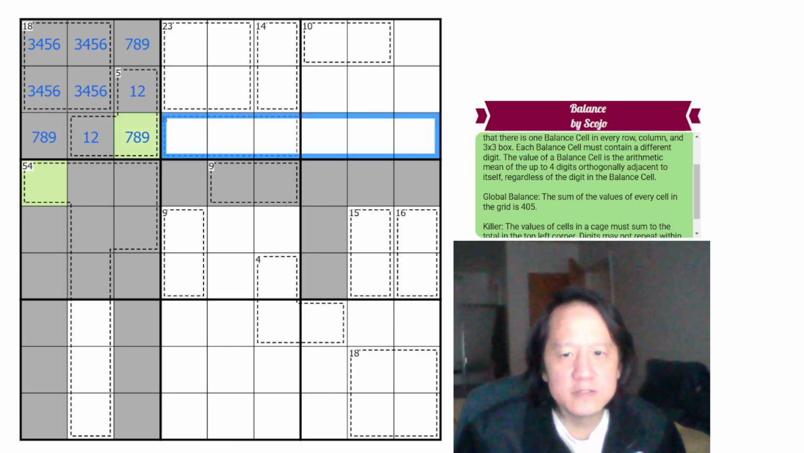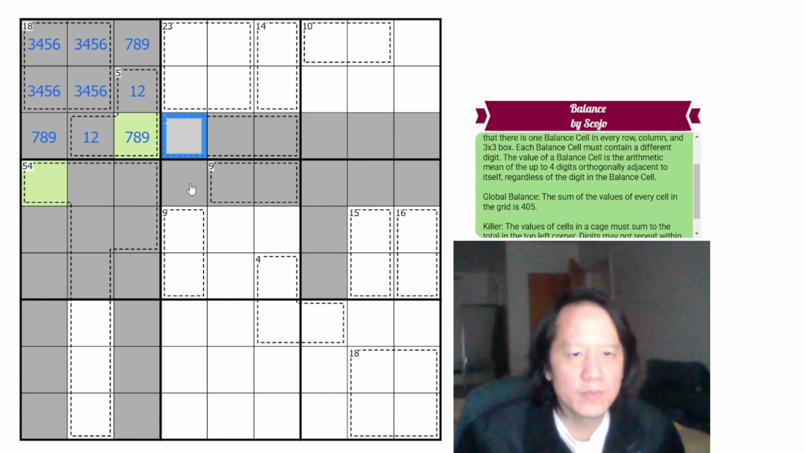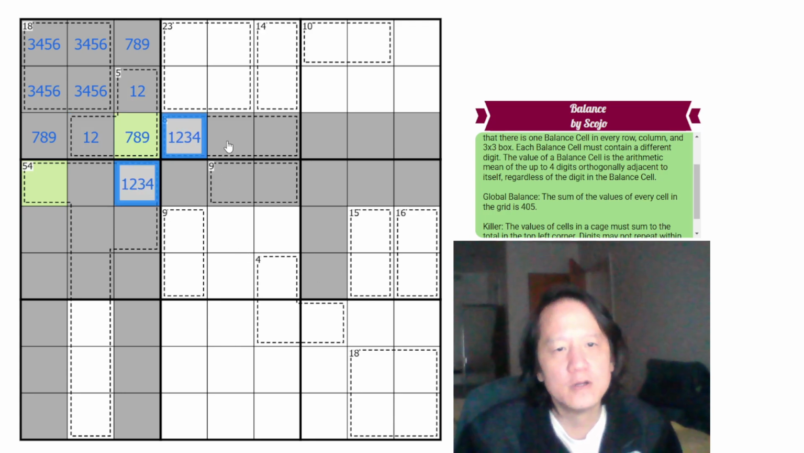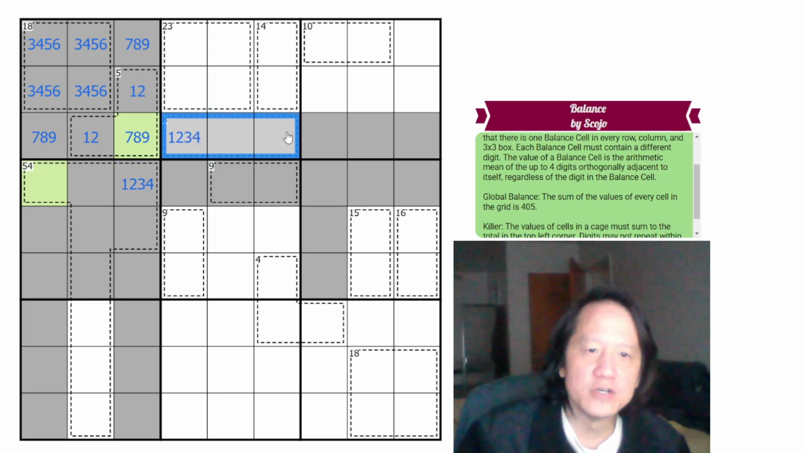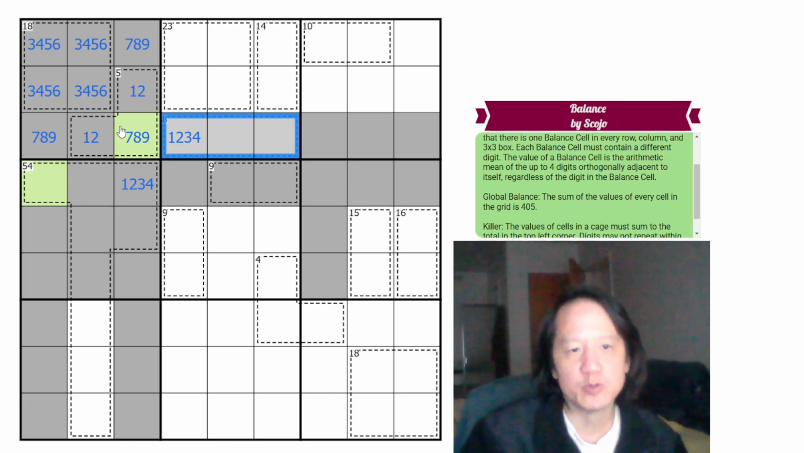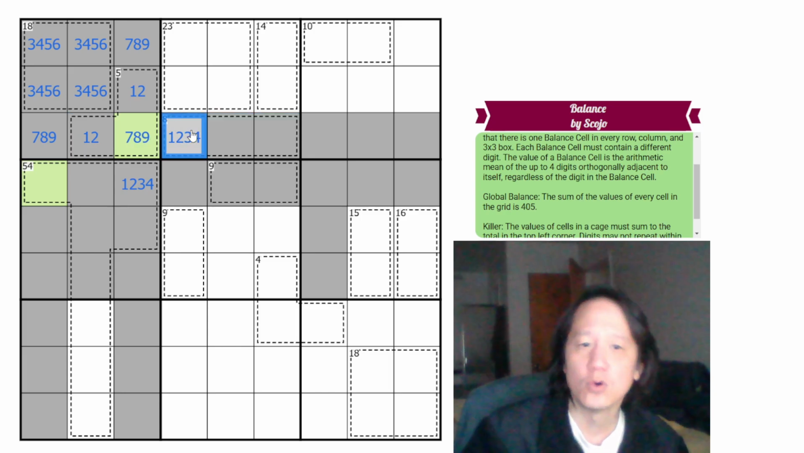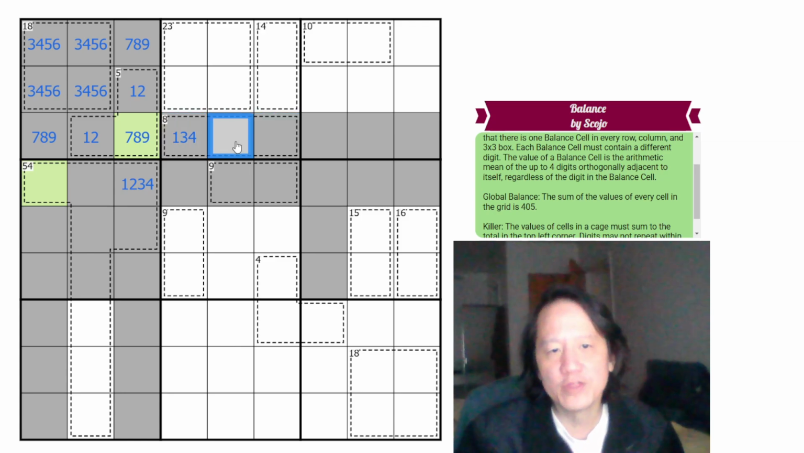Which means none of these can be the balanced cell in the rest of the row. And we know it has 3, so the rest of them must add up to 5, because you need the arithmetic mean to add up to 2. So 2 times 4 would be 8, so 8 minus 3 is 5. So this has to be 1, 2, 3, or 4 to add up to 5. We also know this specifically has to be 3 digits adding up to 8, and there's no balanced cell. So it's either 1, 2, 5, which is not possible because that eliminates all possibilities for that cell, or it's 1, 3, 4, which is possible. So therefore, this must be specifically 1, 3, and 4.